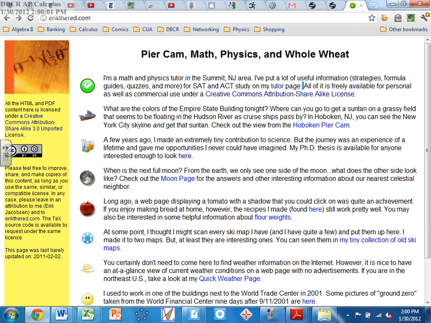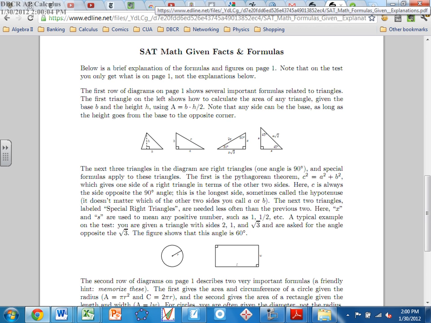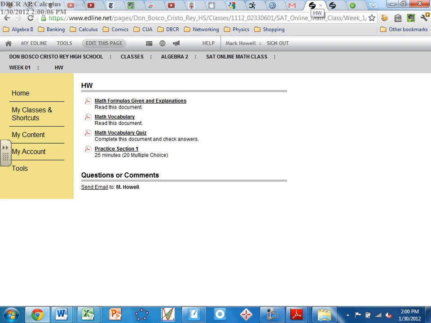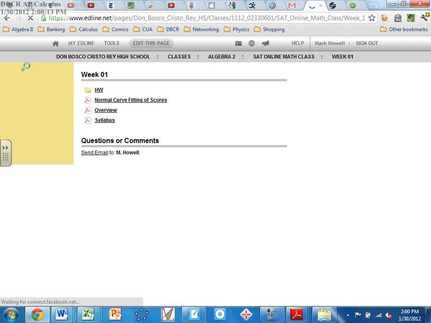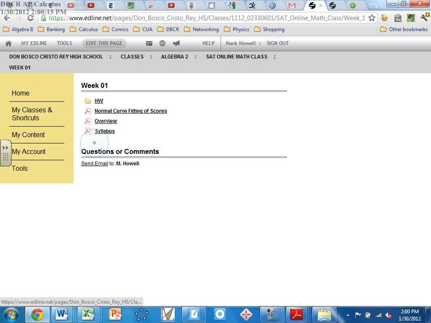So again, your interface will be Edline. This is one of our documents. Our interface is here. This is your homework for this week. If you go back to week 1, you'll be able to see all the material entitled week 1. Again, your video is right here. That's where you're going to see your video appearing.